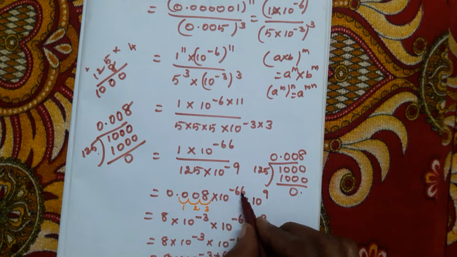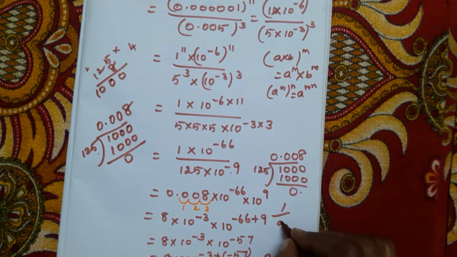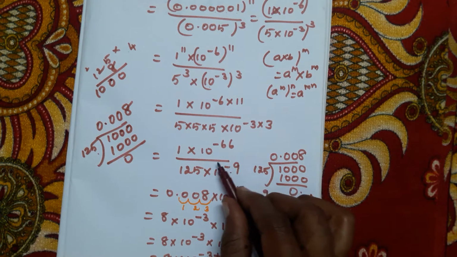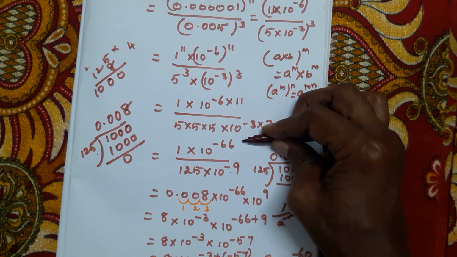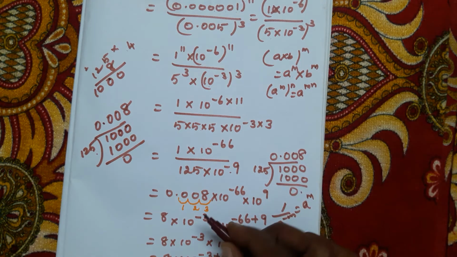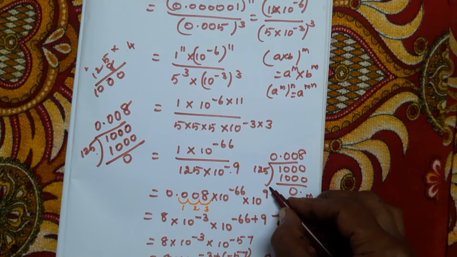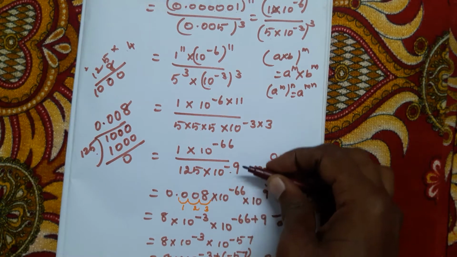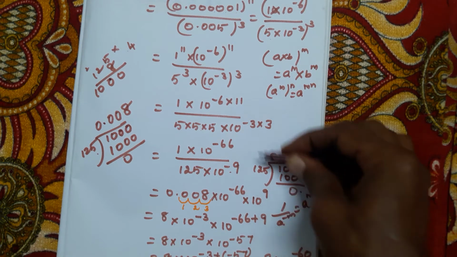0.008 into 10 power minus 66. This one, 1 by a power minus m is equal to a power m. Here the power is in the denominator. Since the minus is in the denominator, when we take it to the numerator, the minus power will be changed to plus power. So we can write 10 power minus 66 into 10 power 9. 1 by 125 we can write 0.008 into 10 power minus 66, and when we take here 10 power 9.